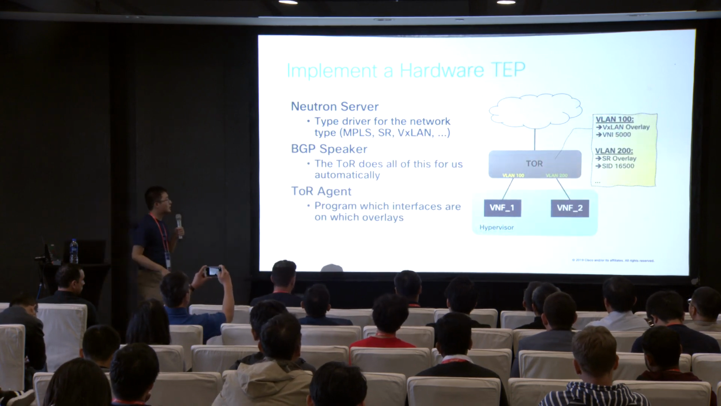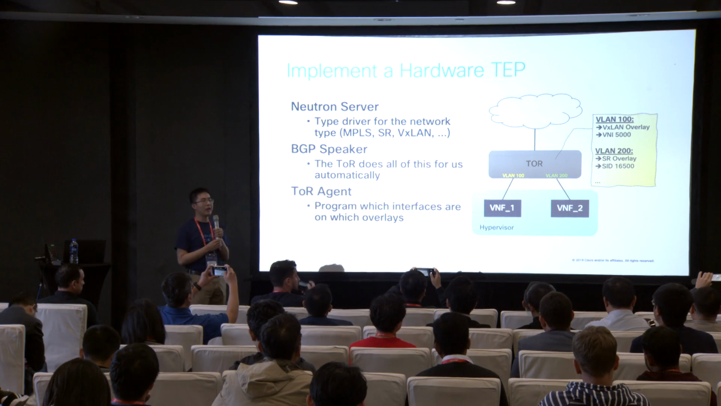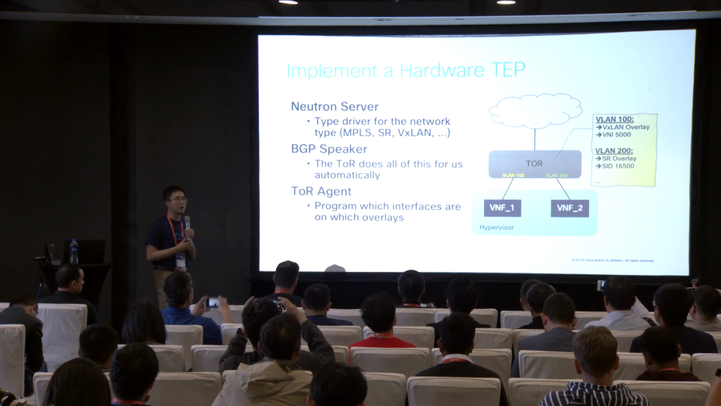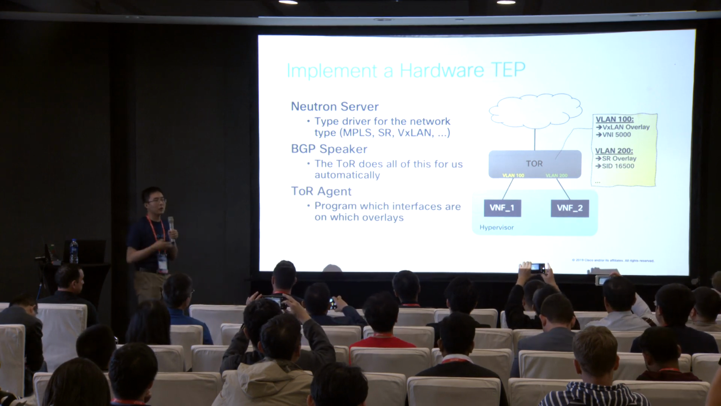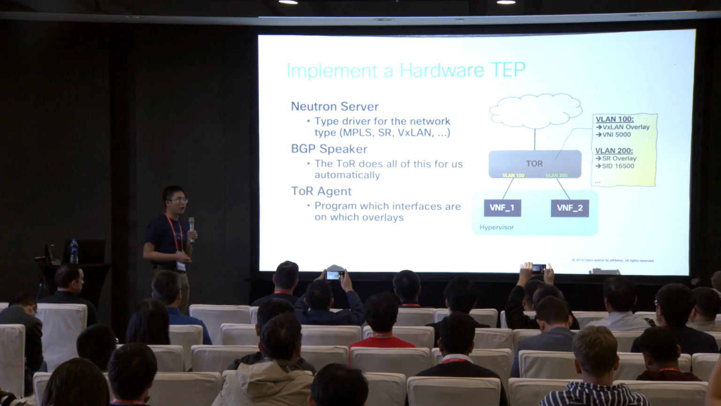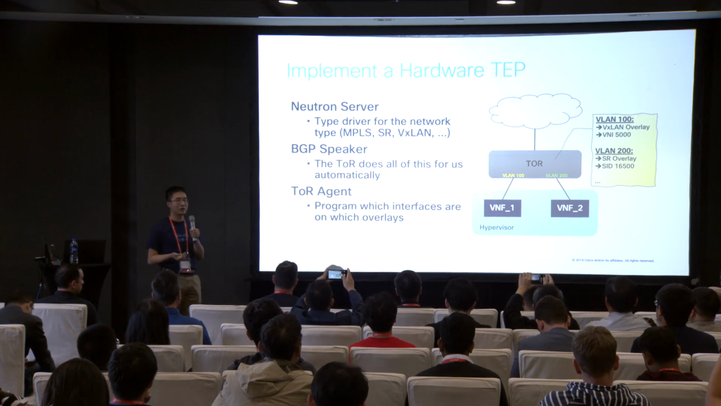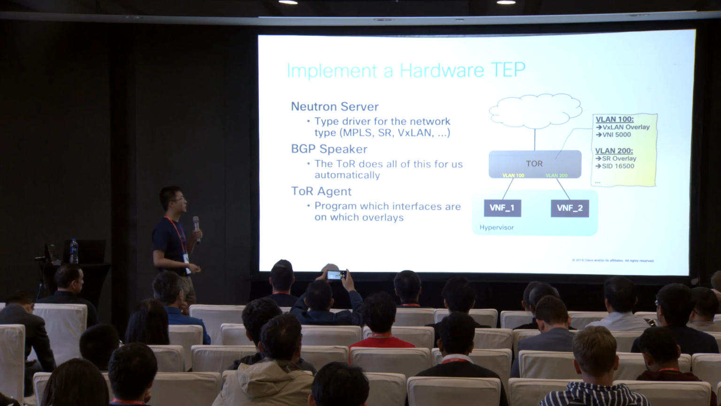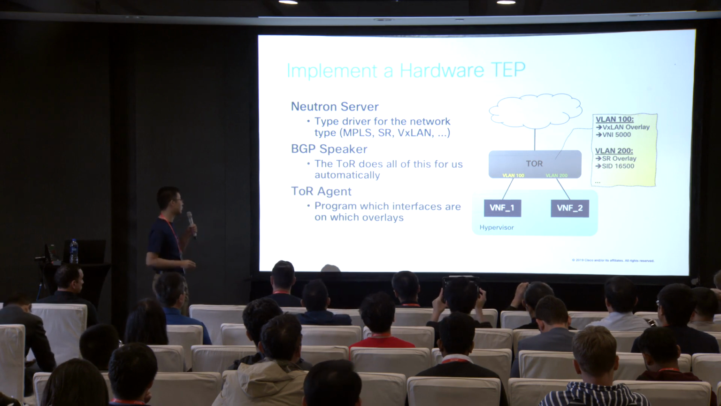And for the hardware, it's much easier because hardware handles the control plane and data plane for you, because hardware is normally your ToR, and it can speak BGP for sure. It can also do the VxLAN encapsulation, decapsulation. It can also understand SR. So all this heavy work is done in the ToR.